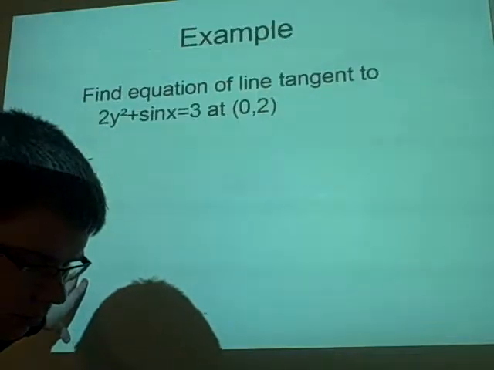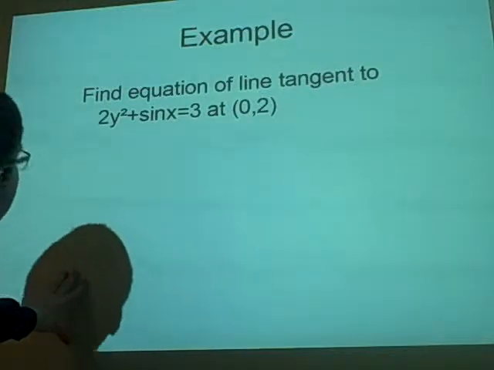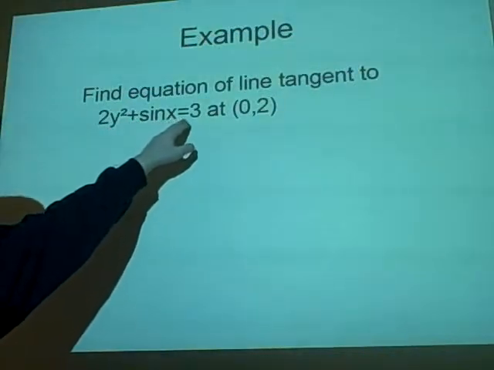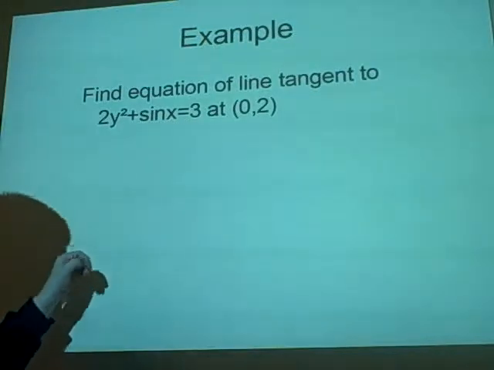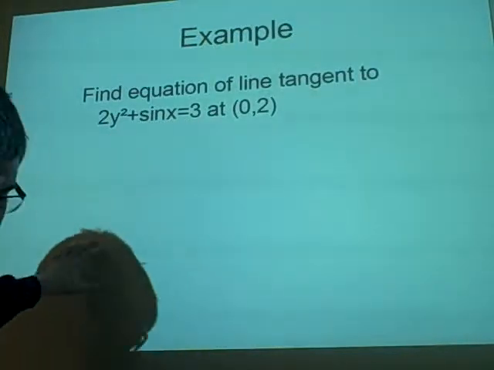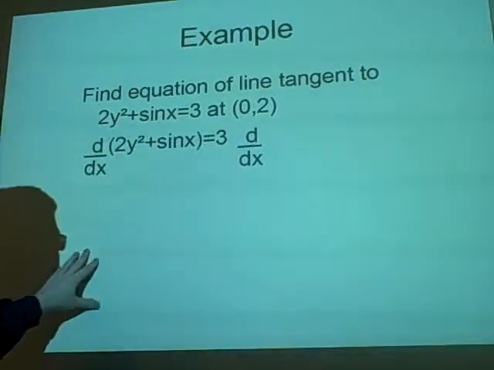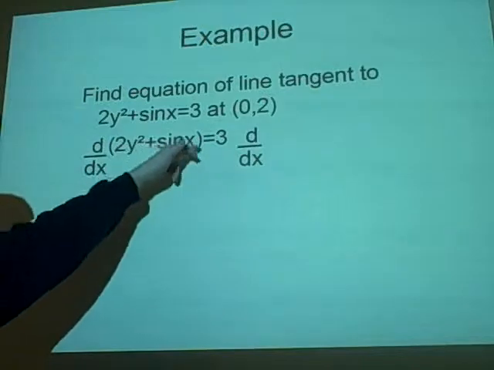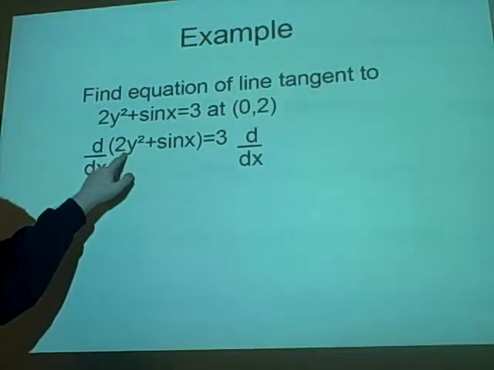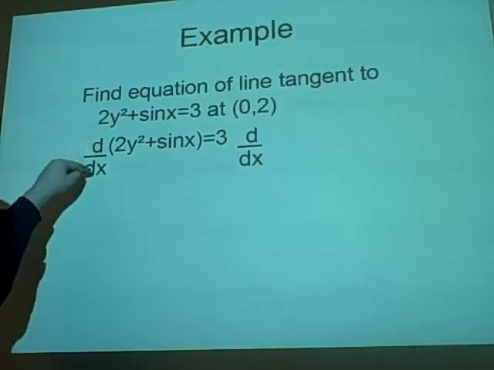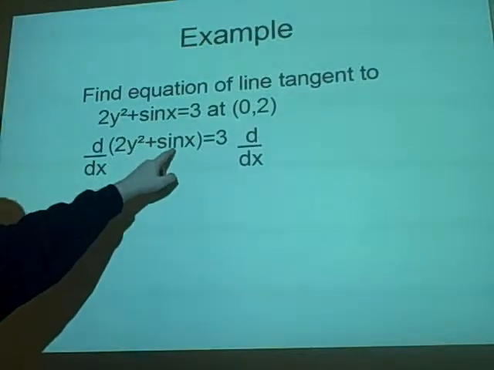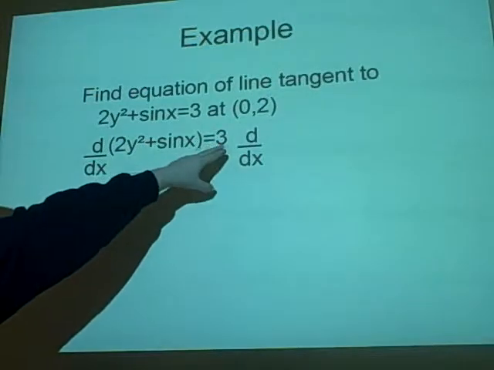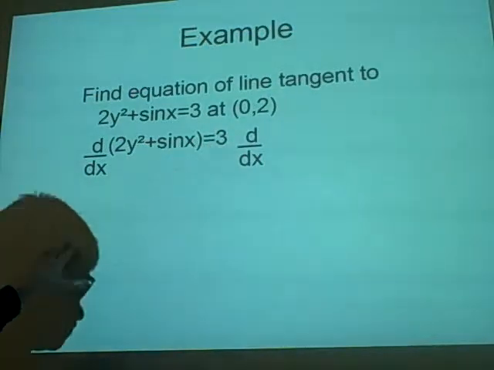So, we've got an example. Find the equation of the line tangent to 2y squared plus sine x equals 3 at (0, 2). Now, like I said, we differentiate both sides with respect to x. So, if we differentiate this, this will give us 4y dy over dx plus cosine x equals 0. So when you differentiate a constant, you get 0.